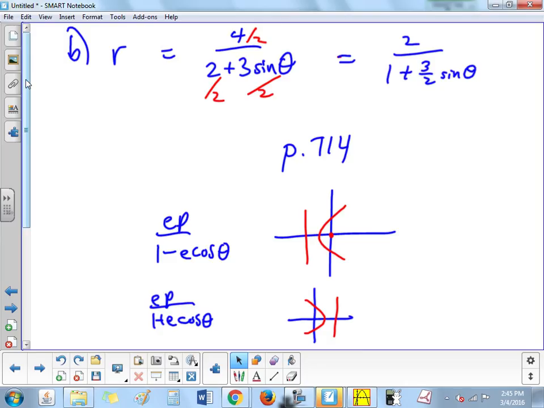By the way, is this a hyperbola again, or what is this thing? 3 halves. Is that bigger than 1 or less than 1? Okay, so this is greater than 1, right? 1.5. So what kind of shape is it? Hyperbola. If that was a 2/3, it'd be an ellipse and so forth. All right, have fun with it.